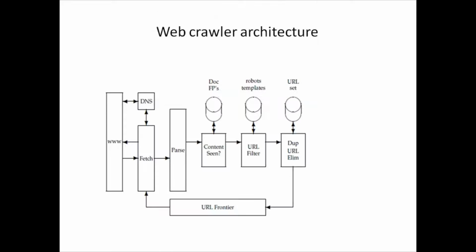So you can see the content seen module, and the document fingerprints are given as input. When a URL is given to the content seen module, the corresponding web page checksum will be matched with the checksums which are already available. If two are matching, it means that it is a duplication of the content. In that case, the web page will not be further processed. So this is the use of the content seen module.